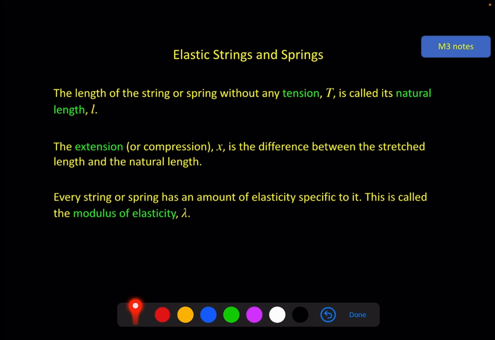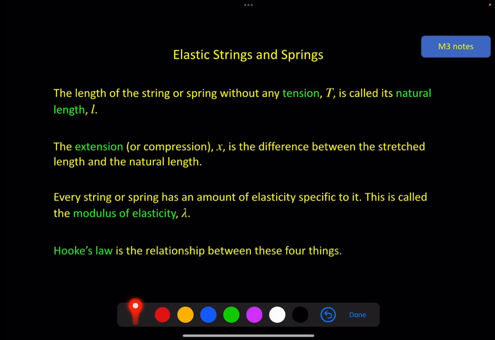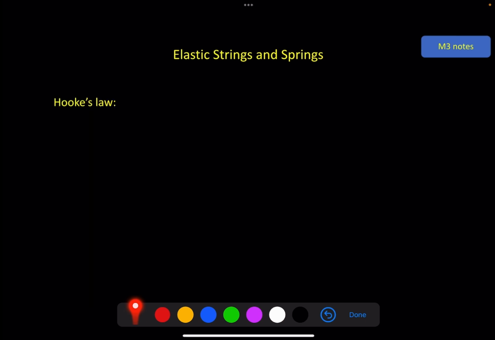And Hooke's law, which is what this chapter is all about, takes these four things, the tension, the natural length, the extension, and the modulus of elasticity, and puts them all together as a nice little relationship. Hooke here is Robert Hooke, quite an impressive scientist in his day, worth looking up if you're interested in historical characters. Through his experimentation, he found the relationship between these four things to be this. The tension in the string or spring at any given extension is equal to the modulus of elasticity times the extension divided by the natural length.